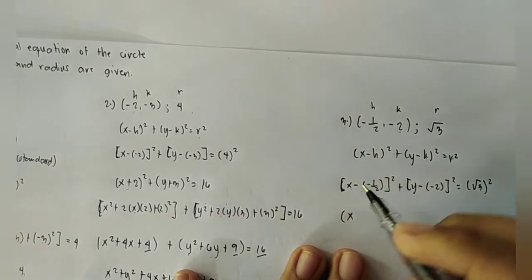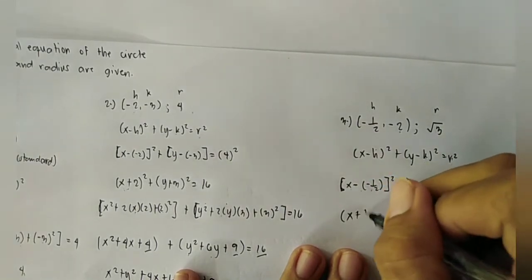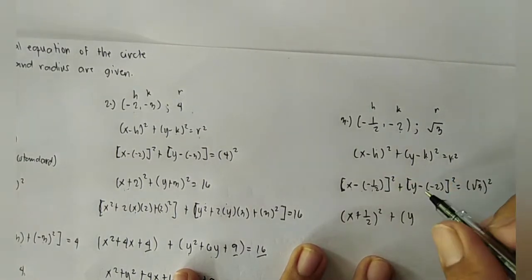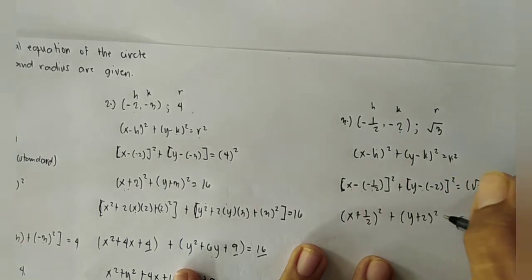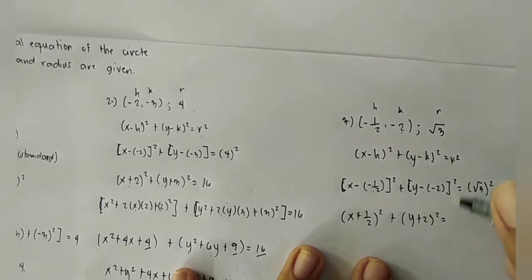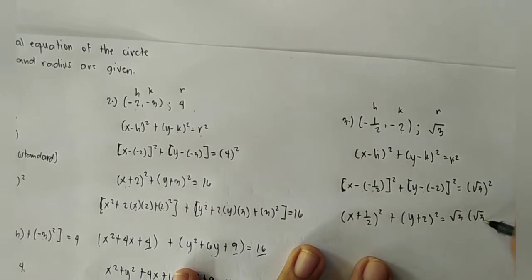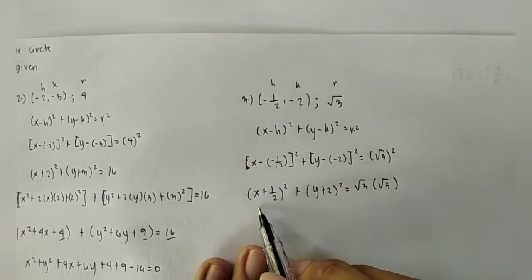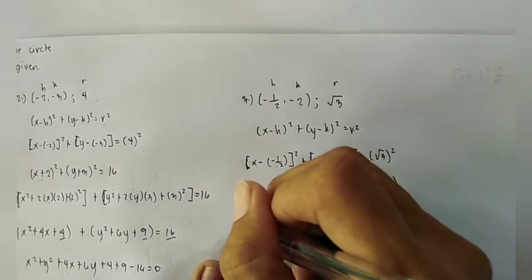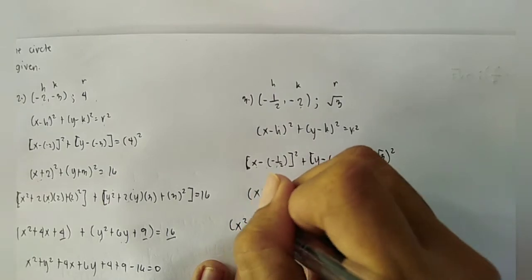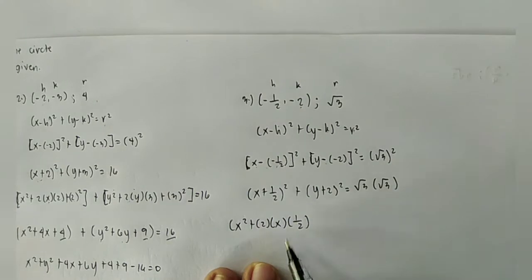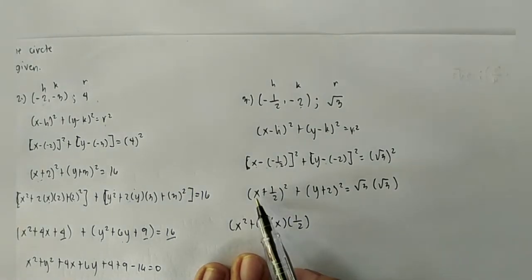So x negative times negative 1/2, that is positive 1/2 squared, plus y negative times negative 2, that is positive 2 squared, is equal to square root of 3 squared, that is square root of 3 times square root of 3. Okay, so let us expand this one. Again, the rule is that we square the first term, then twice the product of the first and the second term. So you are going to multiply by 2 the product of the first and second term.